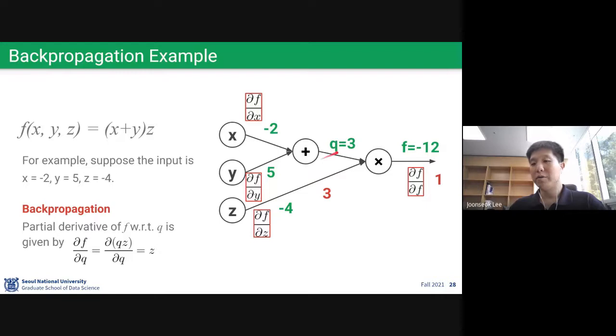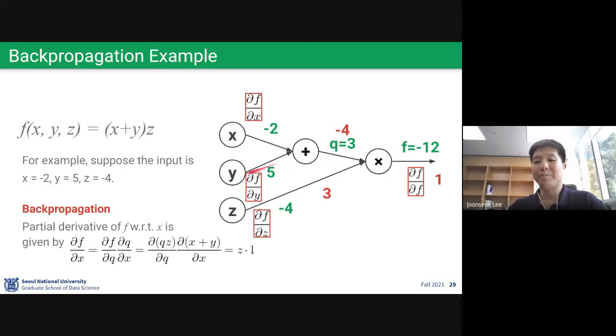And what about this part? That part is qz, right? This was qz, and we take the partial derivative with regard to q, then it's z. So what's the value of z here? Minus 4. So the partial derivative is minus 4.